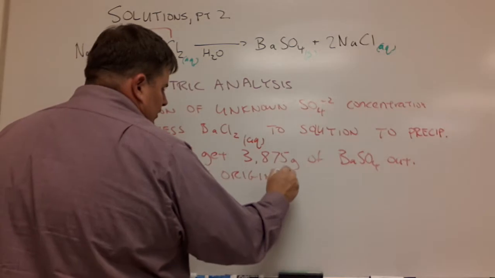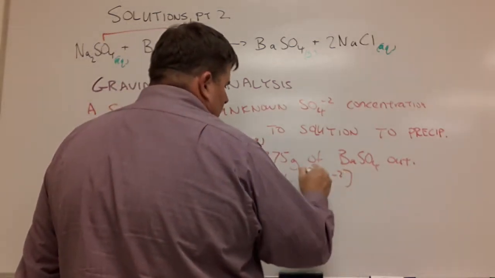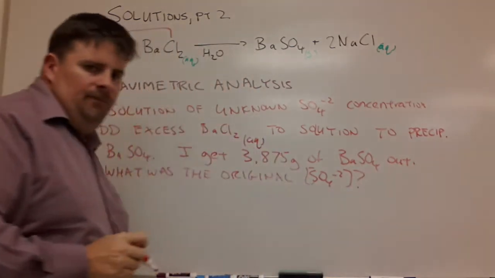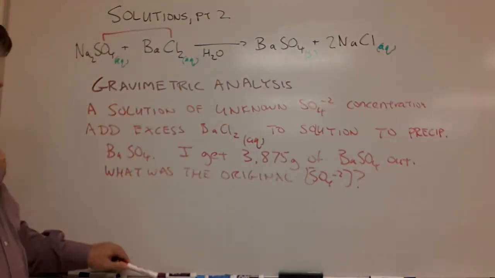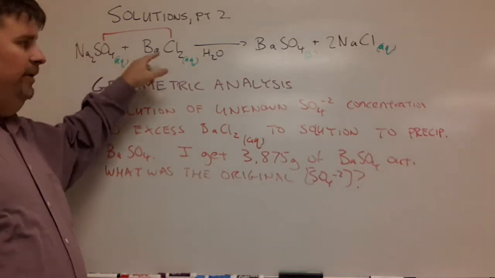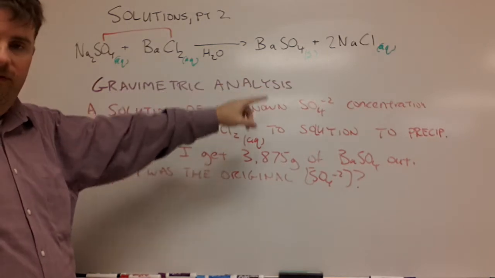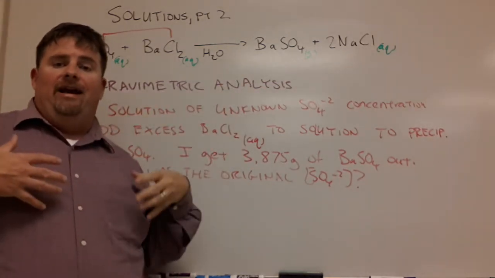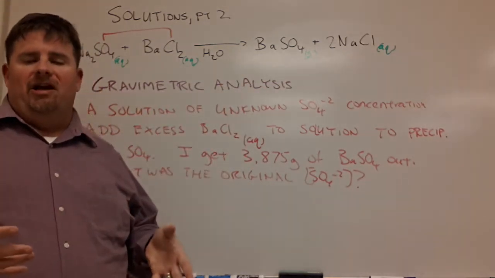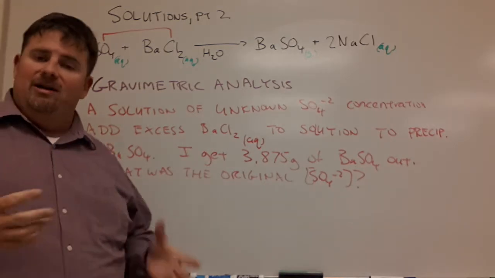Right? What was the original sulfate concentration? Okay? Now the idea here is that because I know that sodium sulfate and barium chloride, when they combine, I get out barium sulfate. I know that if I add enough barium chloride to the solution, I will pull out all of the sulfate that's there as a complex between barium and sulfate.